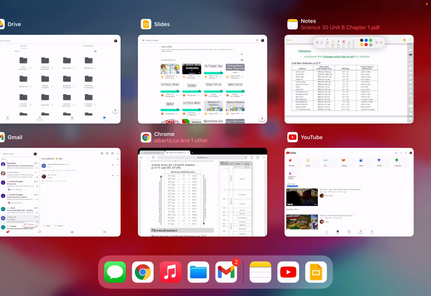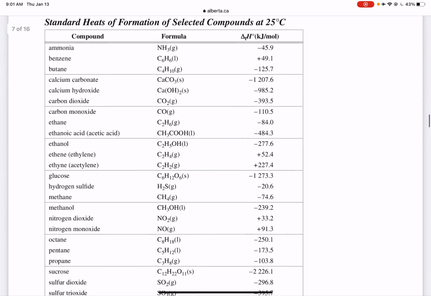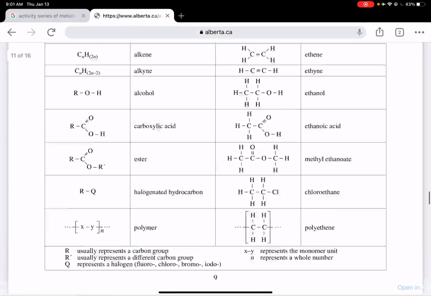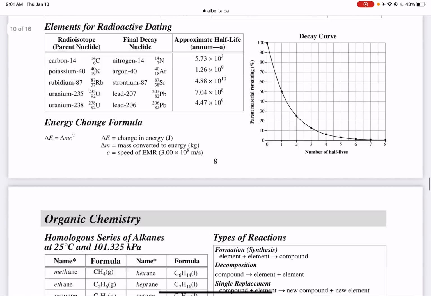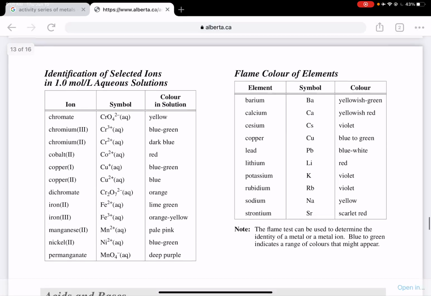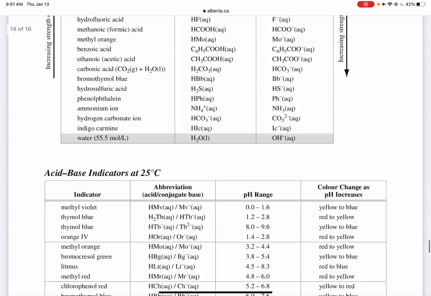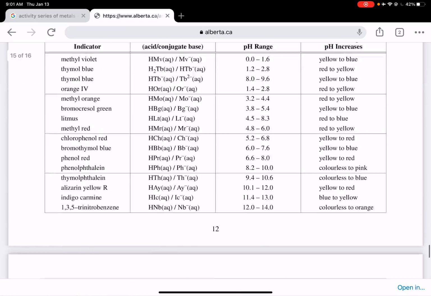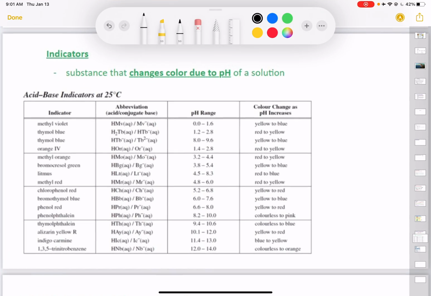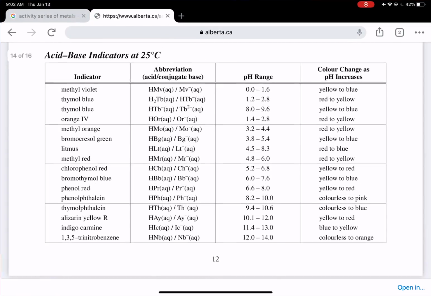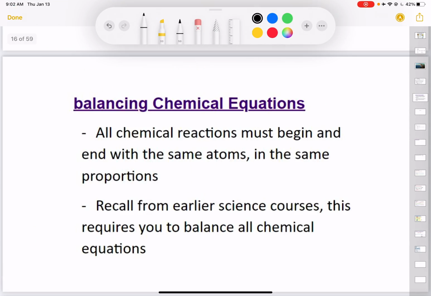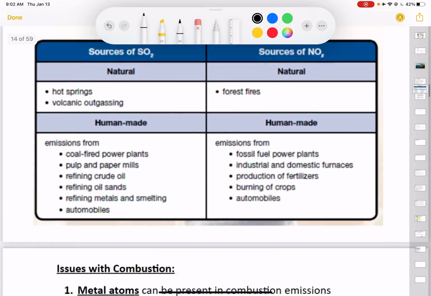Let me see what page it is. So this is your data booklet you guys should have. Flame color, no, right here. Yeah, okay, so that is on page 12 of your data booklet, and I should write that there, if I can. Oh my gosh.